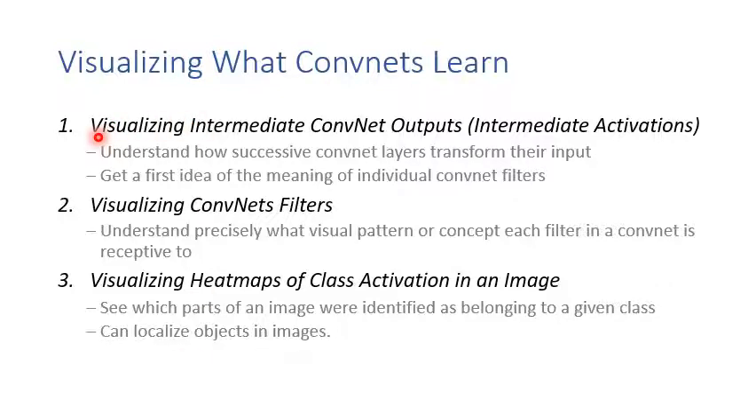The first is to visualize the intermediate outputs of the convolutional network, the intermediate activations. We can input an image into the ConvNet and see the activation outputs of each layer. It helps us understand how successive ConvNet layers transform the inputs and get an idea of the meaning of each ConvNet filter. The second approach is to visualize the output pattern of convolution filters, so we can understand precisely what visual pattern or concept each filter has learned.